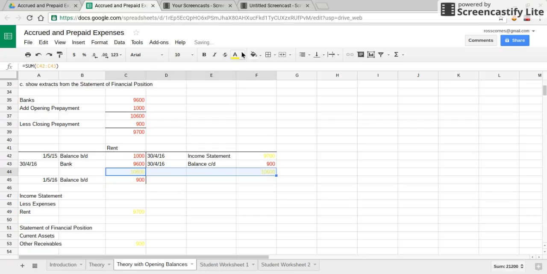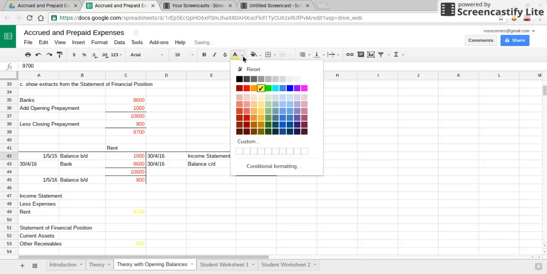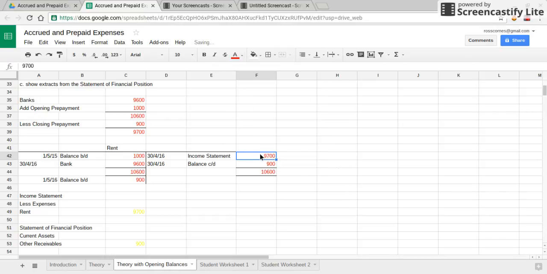We then look at the totals. Okay, well, both sides should balance off at $10,600. So hopefully the amount that goes to the income statement is $9,700. It's $10,600 subtract the balance carried forward. Okay, and then very quickly, this is what appears in the income statement and statement of financial position.